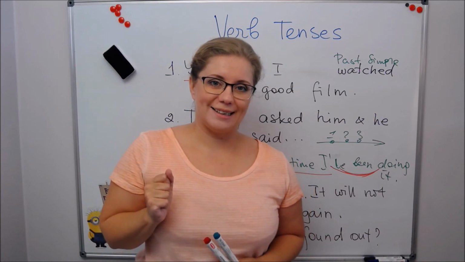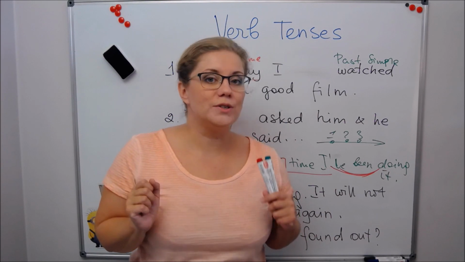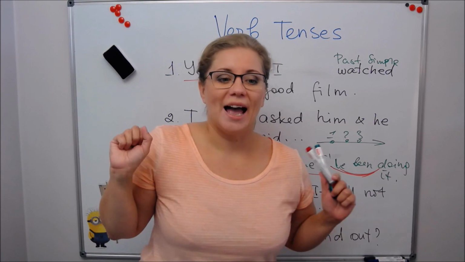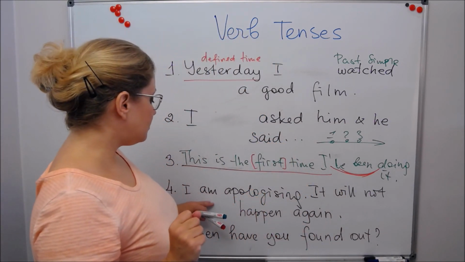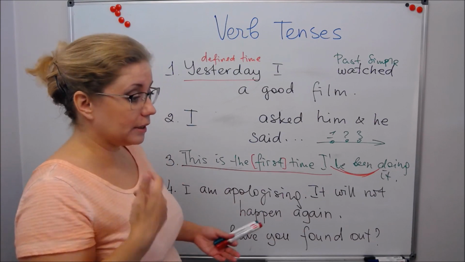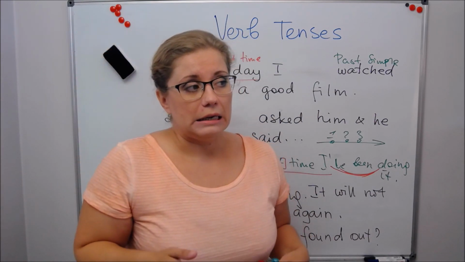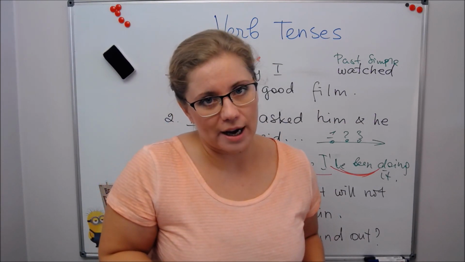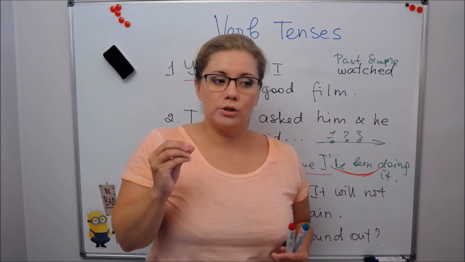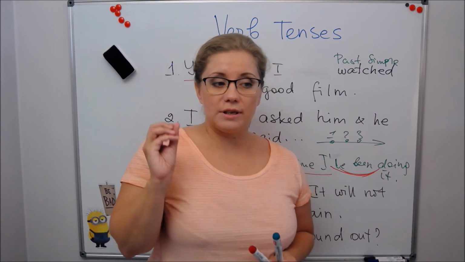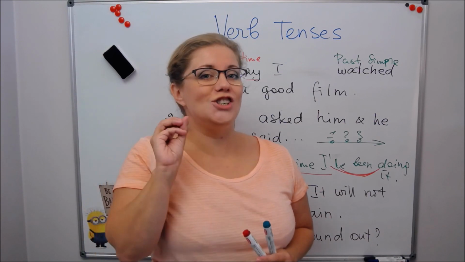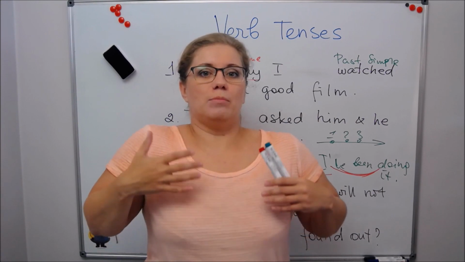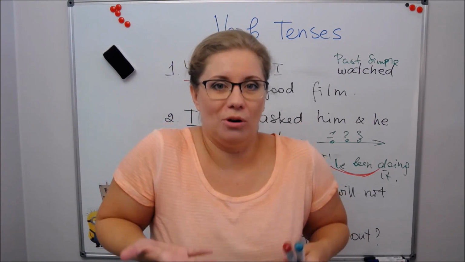I hope it makes sense, and please look it up, because this is really where many English learners get lost and make mistakes. And the next one, we have I'm apologizing. It will not happen again. Imagine that you have done something and you're talking to somebody and you want to say sorry, you want to apologize. In this case, you need to remember that this verb apologize describes what you are doing. Yeah, I mean, when you say I apologize, you are actually apologizing.